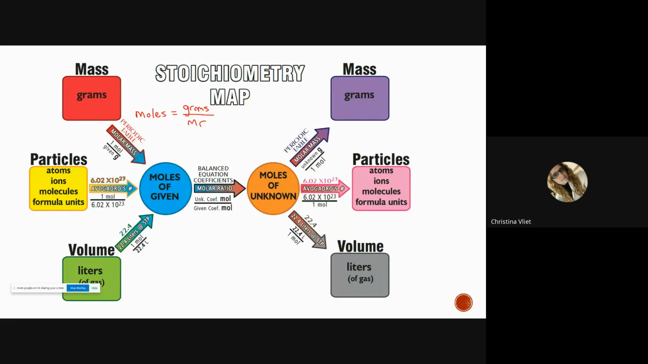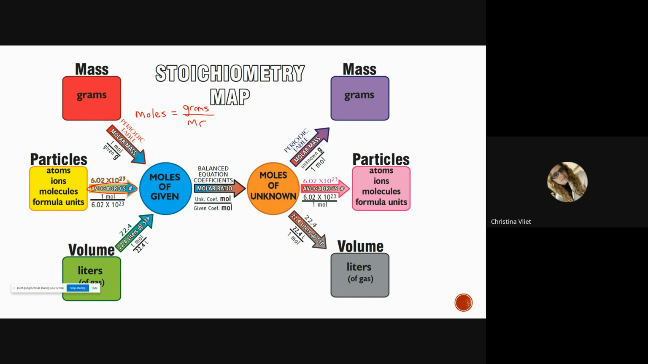What if you need to go from moles to particles? You need to use Avogadro's number. And you're going to have to decide whether you multiply by it or whether you divide by it. You multiply by it if you want particles, is the quick story, and you divide by it if you want moles.